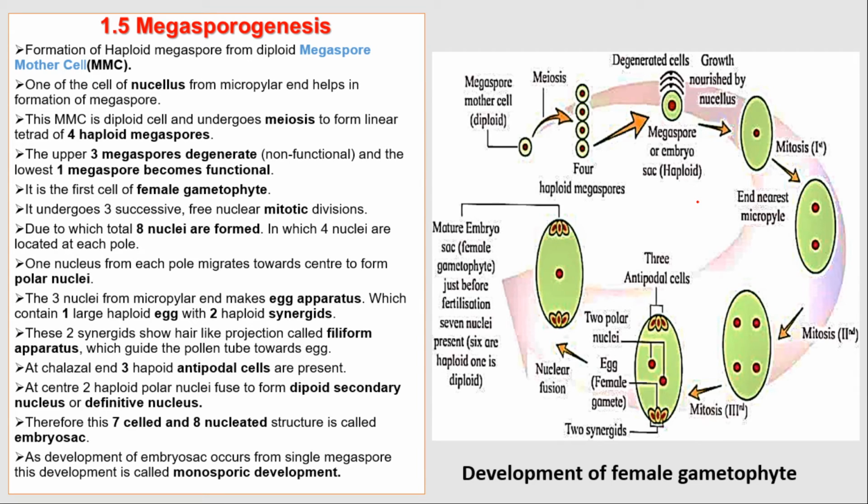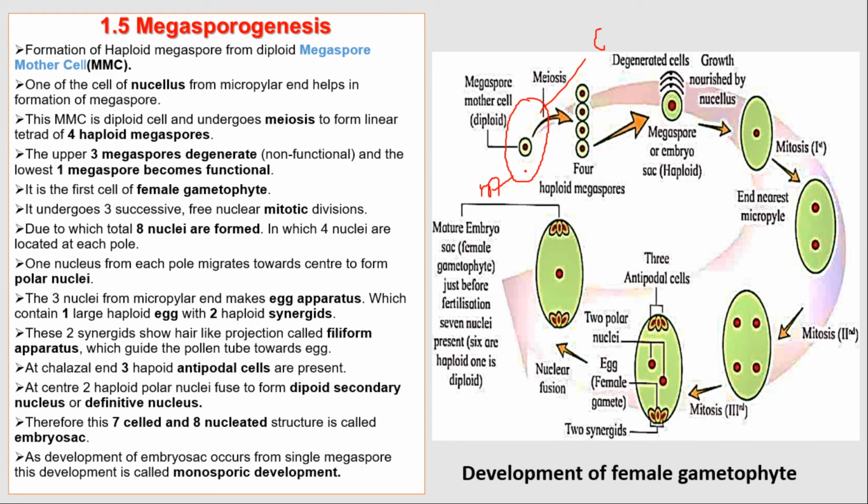Now coming to the last part of this topic, that is megasporogenesis. Now what do you mean by megasporogenesis? Formation of the female gametophyte, that is the embryo sac, is called megasporogenesis. Now we know the anatropous ovule. Let us take, say, this is the anatropous ovule, this is the micropylar end, and this is the chalazal end.